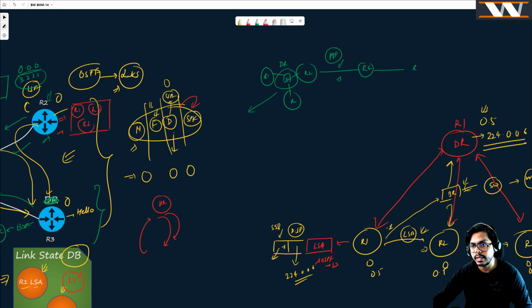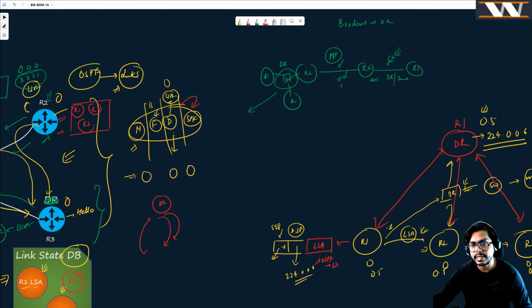Suppose I have another router R5 and this link is not a point-to-point link. This is again the Ethernet link, but you can see that we are having only two routers here. Still, because this is Ethernet, we are going to select the DR-BDR here. So per Ethernet link, per broadcast network, we are going to choose DR and BDR.